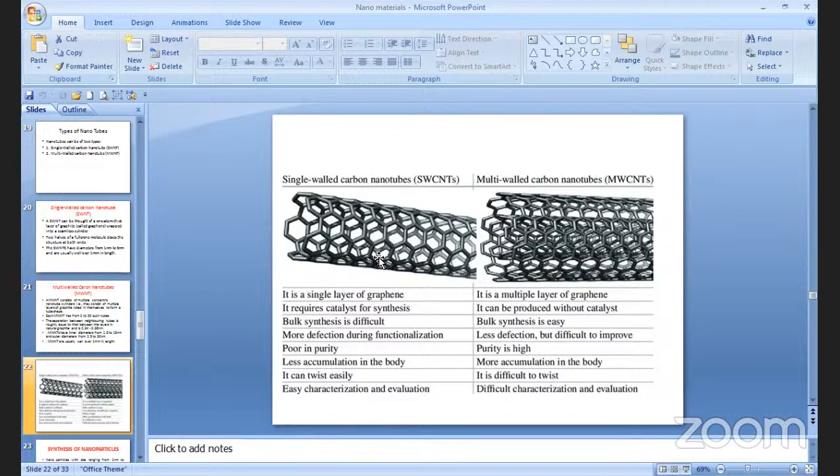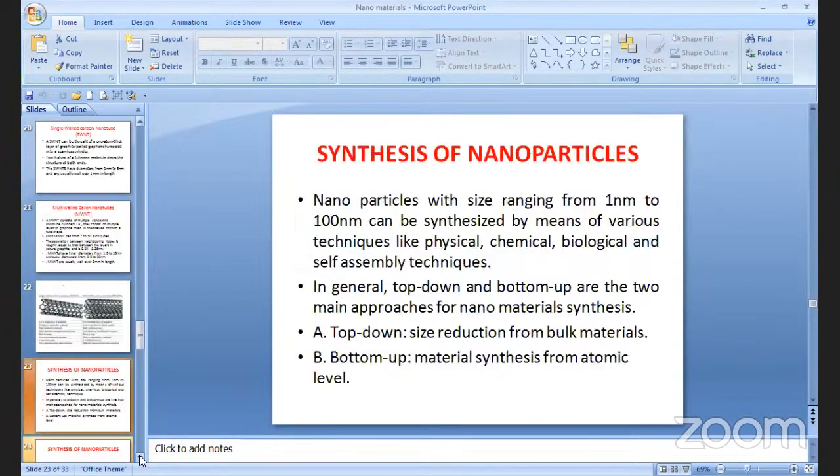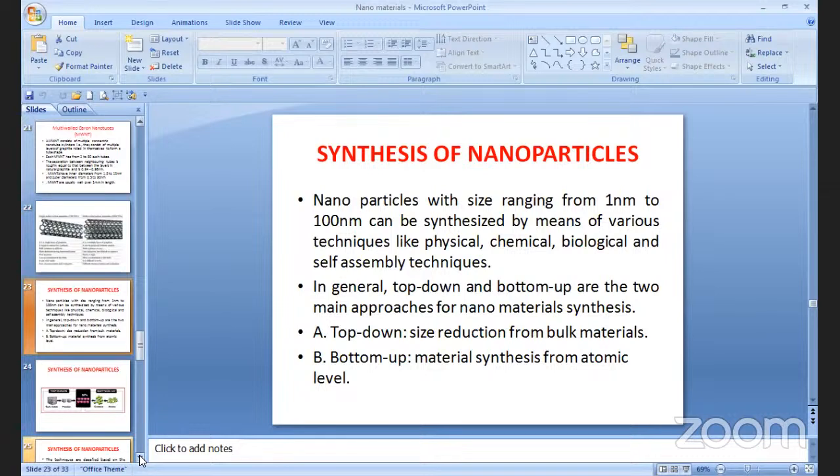Generally, in the case of the SWCNT, we have a single layer of carbon graphene, and in the multi-walled carbon nanotubes, we have multiple layers. So we have seen a comparison of single-walled and multi-walled carbon nanotubes. Then we'll move to the next topic, the synthesis of carbon nanotubes. So we'll study the synthesis of carbon nanotubes.